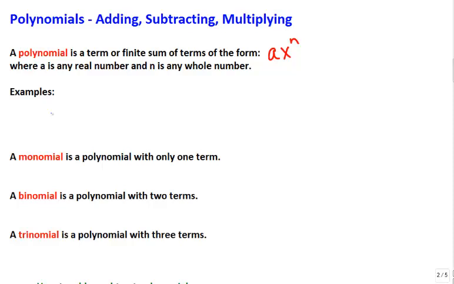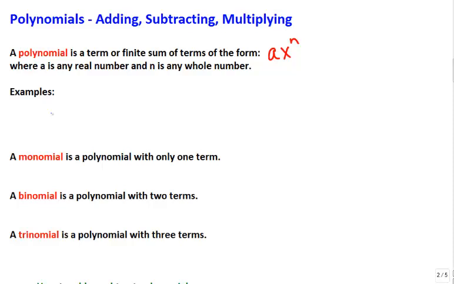Welcome to the video lecture on polynomials, adding, subtracting, and multiplying. Let's start by defining what a polynomial is. A polynomial is a term or finite sum of terms of the form ax to the n. A is called the coefficient, and it's any real number, and n is any whole number.